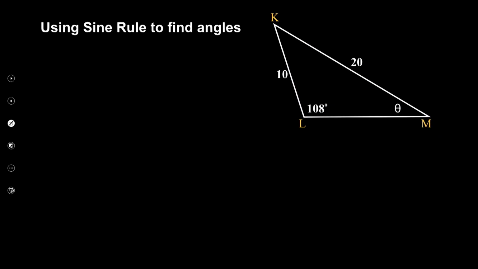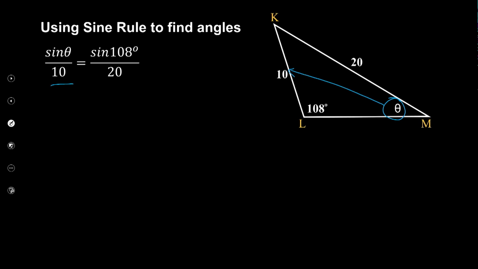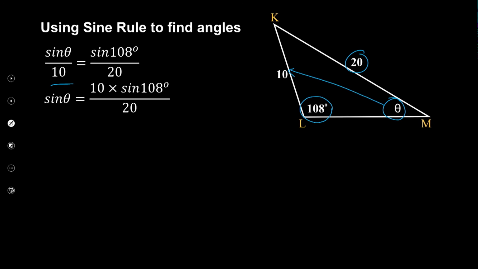Okay, so here's a neater diagram, and we're going to find sine theta over 10, that piece, equal to sine of L, 108, over 20. So there's our equation we set up. Now we've got to just make sine theta the subject of our formula by multiplying throughout by 10. Put that into our calculator like we did earlier. This should be quite simple now.